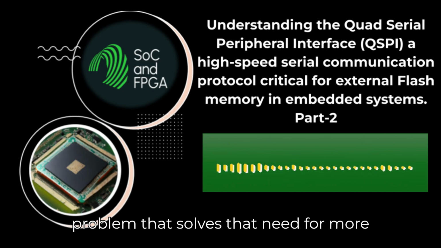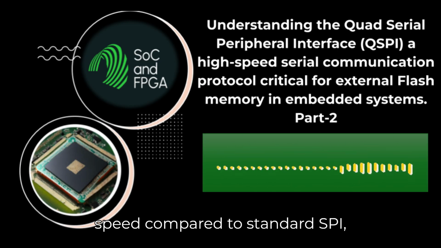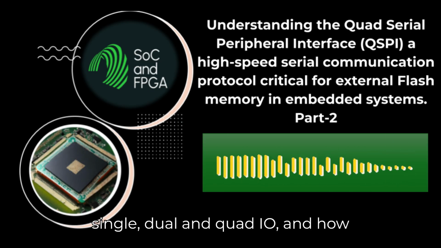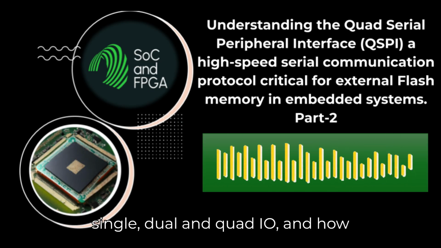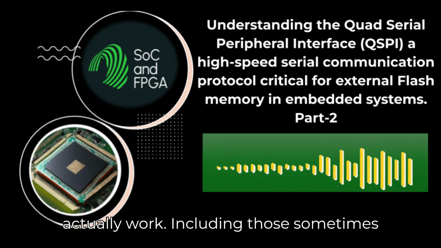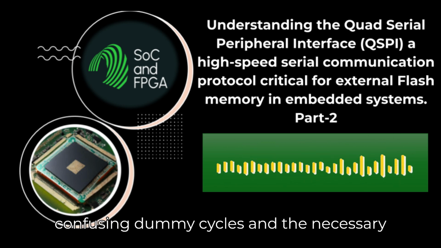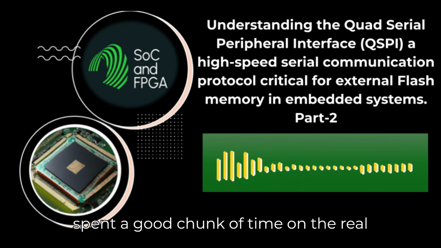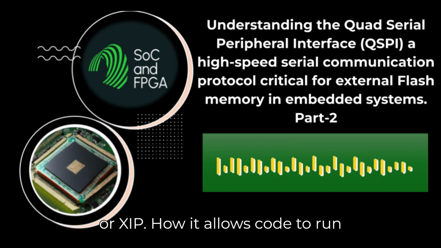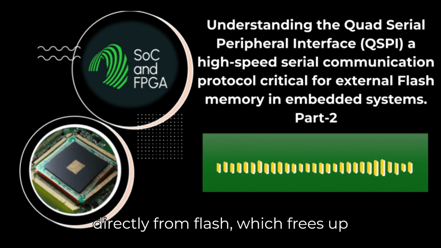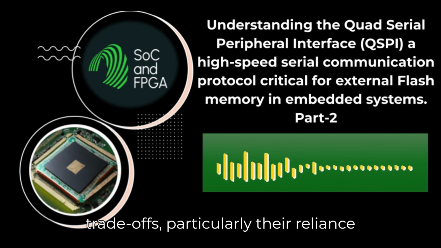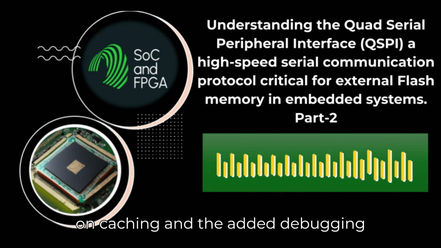So we've taken this deep dive into QSPI. We started with the basic problem it solves, that need for more speed compared to standard SPI, especially for talking to external flash. We explored its flexible operating modes, single, dual, and quad I/O, and how using more data lines dramatically boosts bandwidth. We looked at how transactions actually work, including those sometimes confusing dummy cycles and the necessary procedures for writes and erases. We spent a good chunk of time on the real game-changing capability, execute in place, or XIP. How it allows code to run directly from flash, which frees up precious RAM and speeds up boot times, while also acknowledging the performance trade-offs, particularly the reliance on caching and the added debugging challenges.